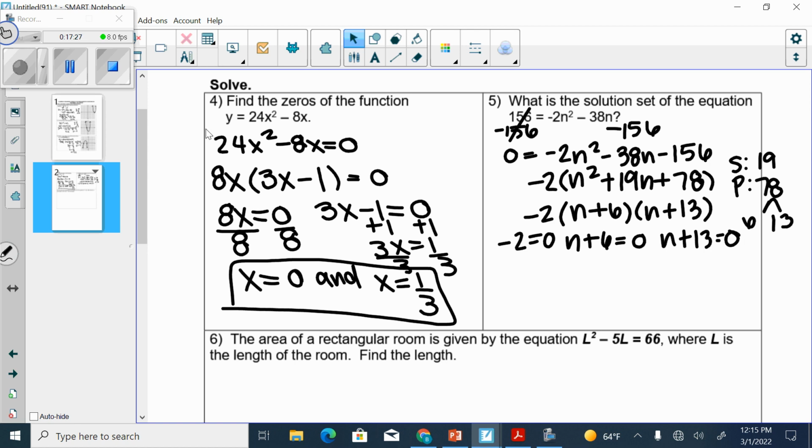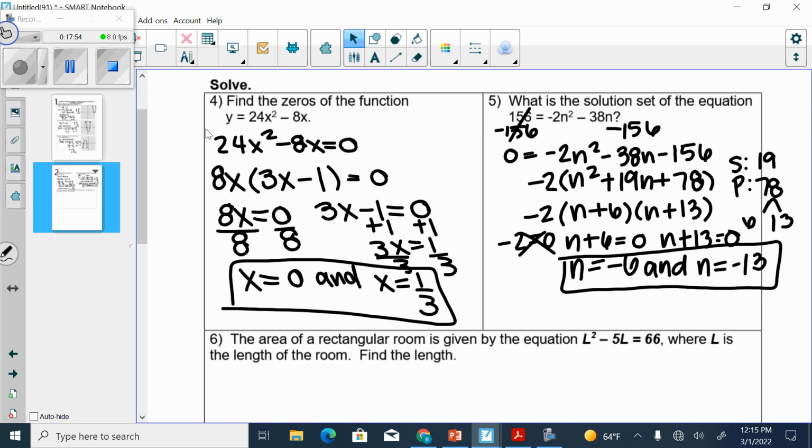Well, does negative 2 actually equal 0? Okay, so we don't want that one. Can we solve for n on the second one? By doing what? Good, and we'll end up with n is equal to, very good. And then on the last one, what would we do? So we end up with n equals, very good. All right, the last one.